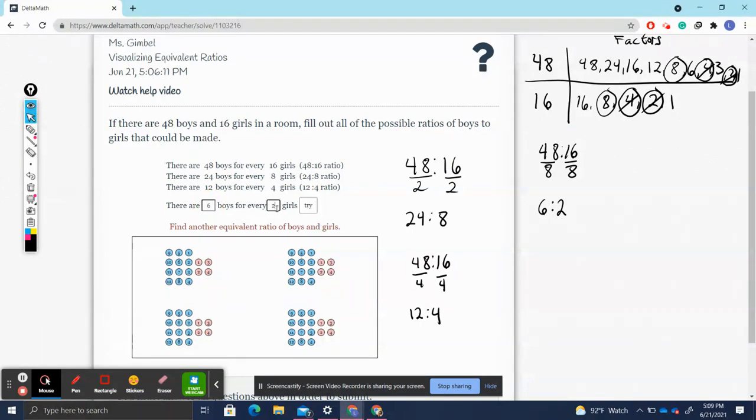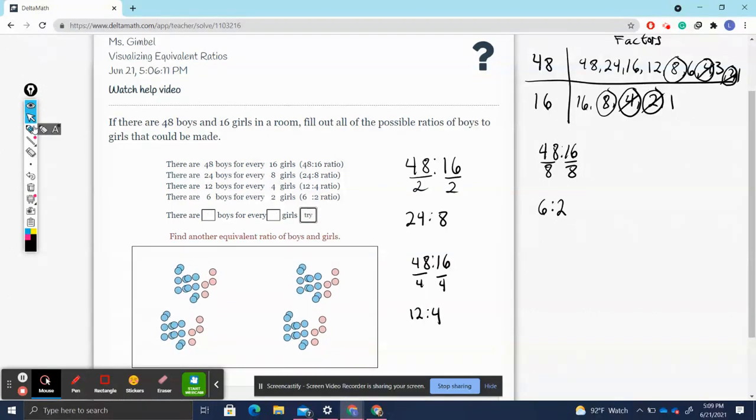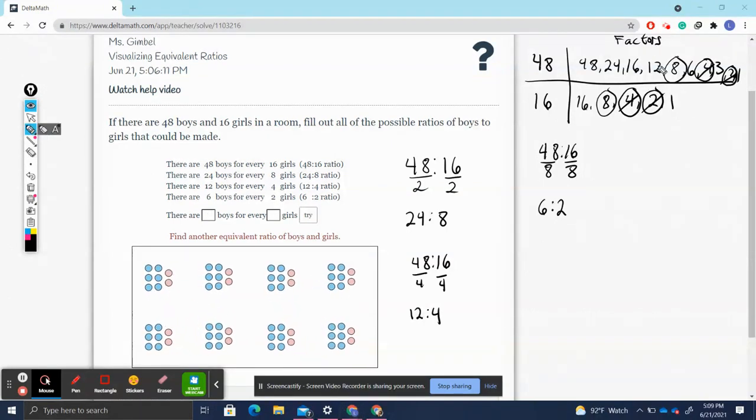We're almost finished. Now the last equivalent ratio is with our last common factor, and that's 16. So again, I start with my original ratio, and I'm going to divide both sides by the common factor. 48 divided by 16 is 3, and 16 divided by 16 is 1. So I'll be able to put in 3 to 1 for my final ratio.